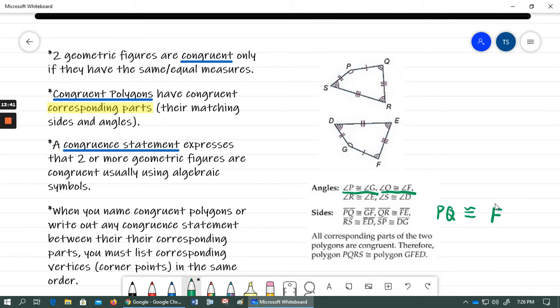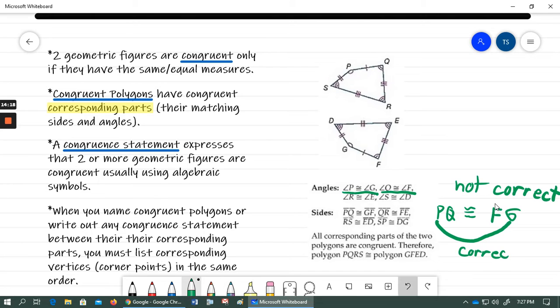Sorry, they didn't say it was congruent to side FG, because this would not be correct. Okay, not correct. Why is this right here not correct? Because P is not corresponding with angle F. The vertex that is corresponding with angle P is angle G. You get what I'm saying? P corresponds with angle G, not with F.